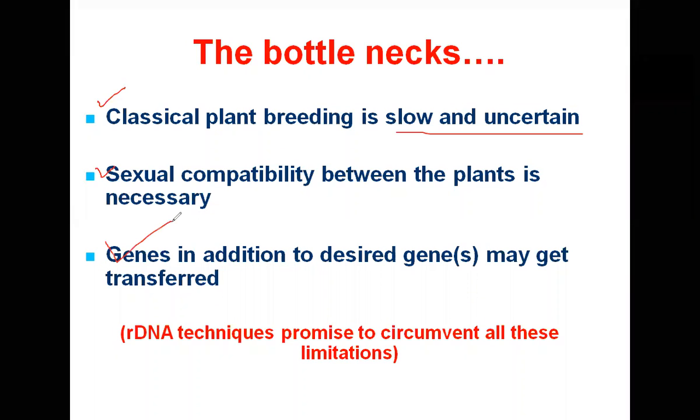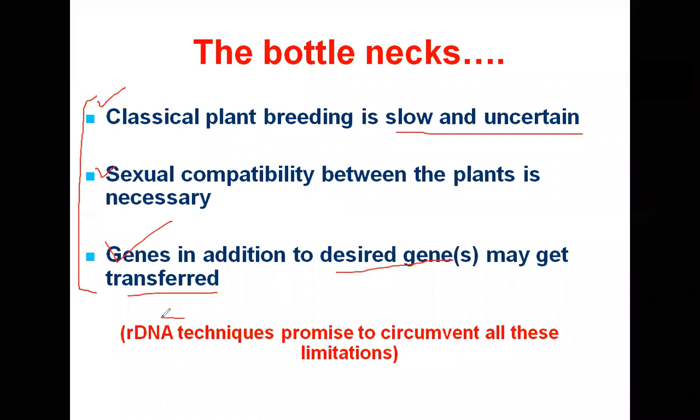And genes, in addition to the desired genes, may also get transferred, because it is uncertain and not in your hand. It is uncontrolled. Besides the gene of your interest, additional, undesired genes may also get transferred. So these are the three major bottlenecks of classical plant breeding techniques. One is that it is slow, time consuming and uncertain. Second is that sexual compatibility is necessary. And the third is that genes in addition to the desired genes may also get transferred.